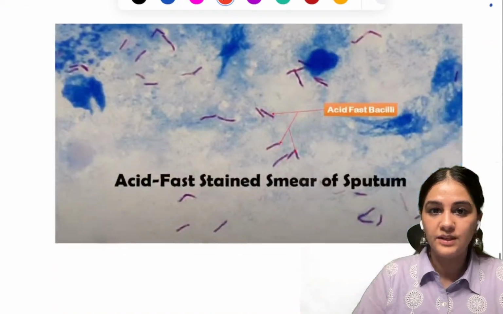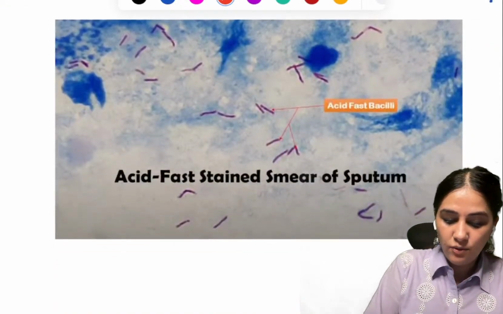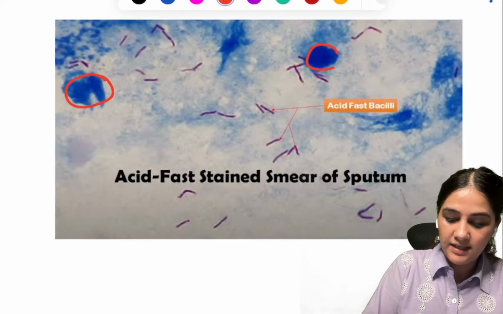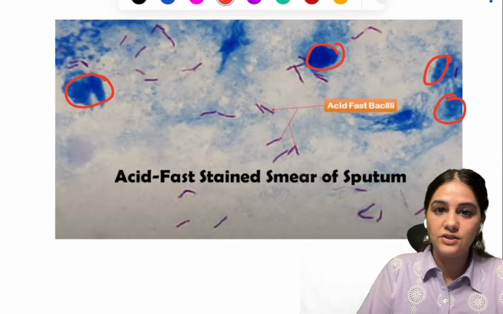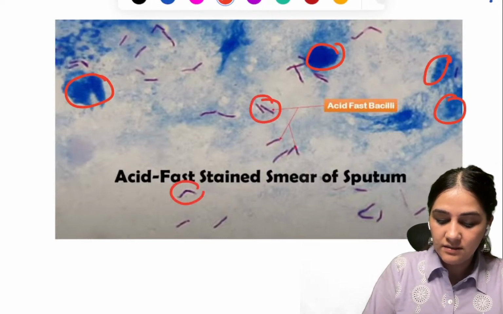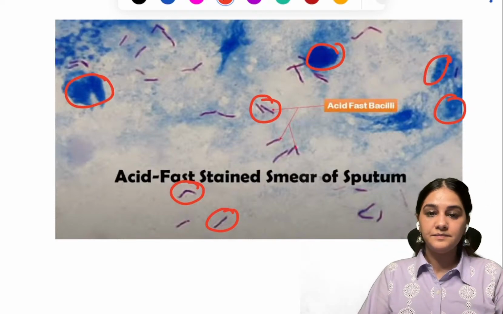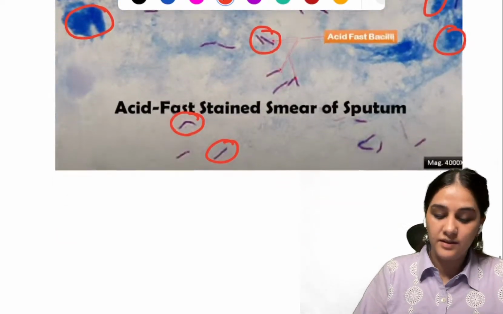So this is something that you see, right? Can you see this? What is happening here? All these backgrounds are stained blue because of the counter stain, which is your methylene blue, and all your acid fast structures, can you see these? These are stained pink. So these are pink bacilli against your blue background.